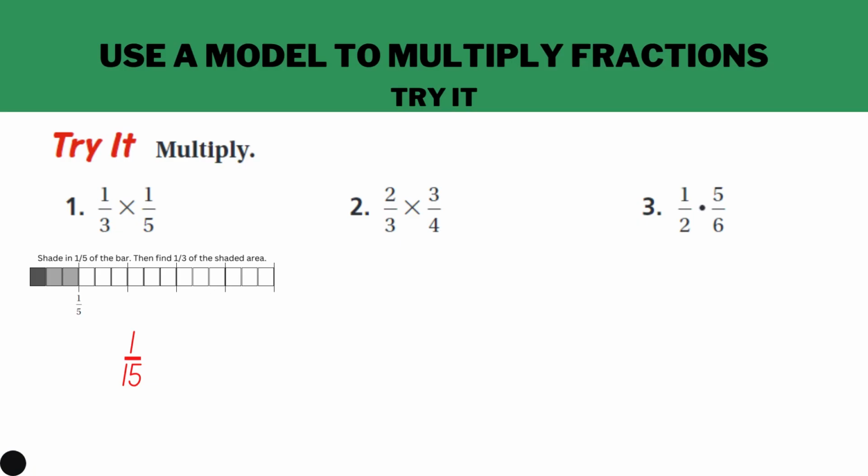How did you do? For number 1, part of it was done for you. 1/5 was already shaded in. 1/3 of that 1/5 is one of the pieces. There are 15 total pieces here, so one of those is 1/15 of the whole.